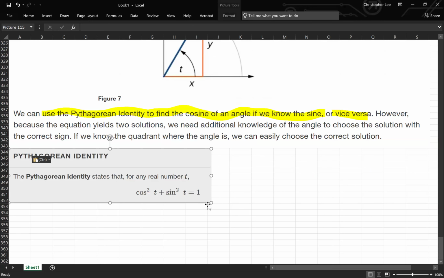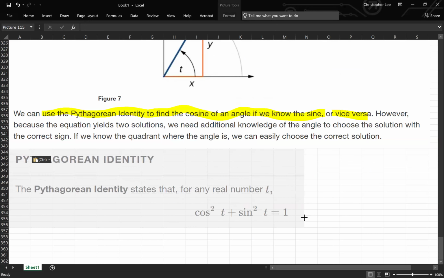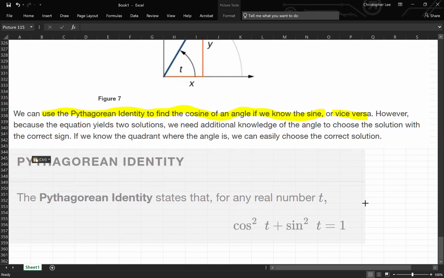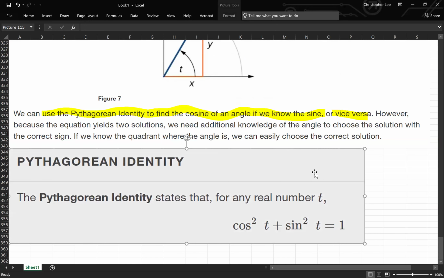This one's important. The Pythagorean identity states that for any real number t, cosine squared t plus sine squared t equals 1.